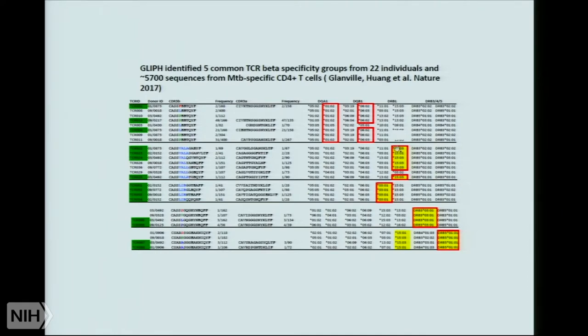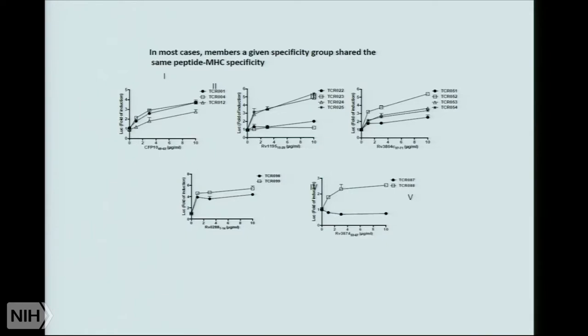And we could immediately see that they tended to share a particular class 2 MHC allele, which is important because it enables you to understand what the likely MHC allele is, and that's important for all the efforts to find what the specificity is. And indeed, it helped us to find the specificities quickly, and we could find all five of these specificities. They all recognize a different TB peptide in a different class 2 MHC.